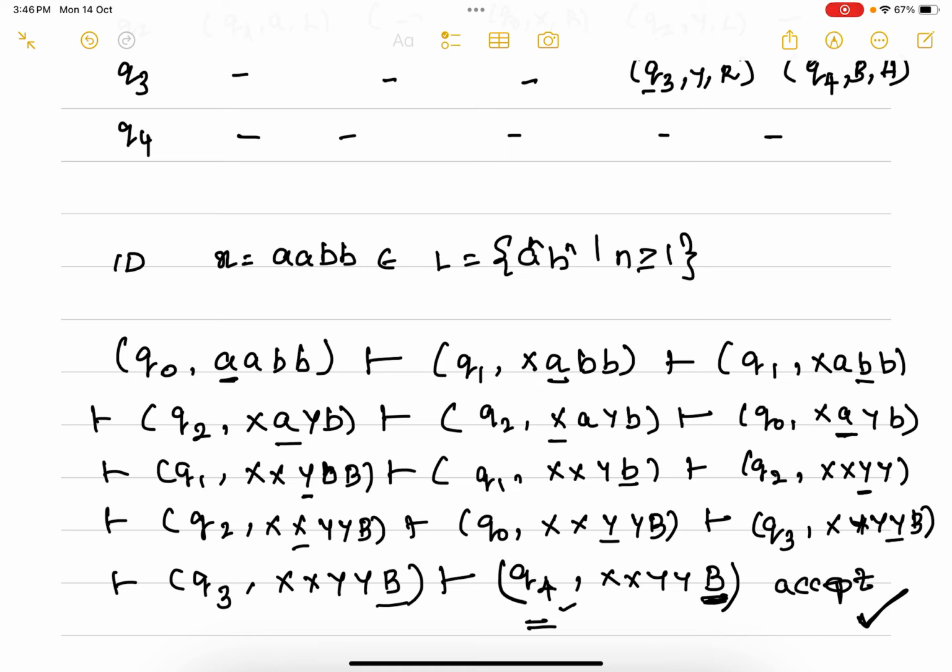So this is the instantaneous description, and this arrow, this cursor, indicates the position of the header at every point of time. The position of the header in the input tape at every point of time.